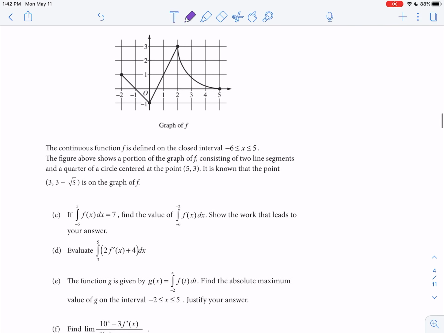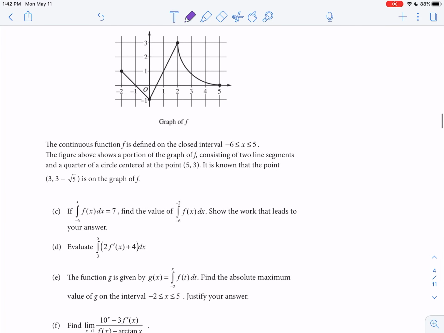All right, continuing on here, it's like a totally different question, but we're calling it part C of the same question. Anyway, the continuous function f is defined on the closed interval negative 6 to 5. The figure above shows a portion of the graph of f consisting of two line segments and a quarter circle centered at the point (5, 3). So this is the center, so the radius here we know is 3, okay? It is known that the point (3, 3 minus square root of 5) is on the graph of f.